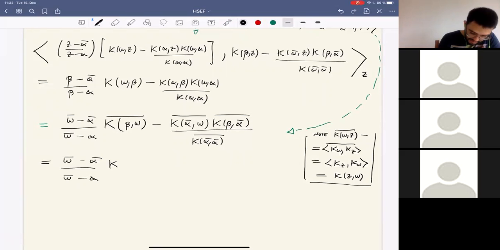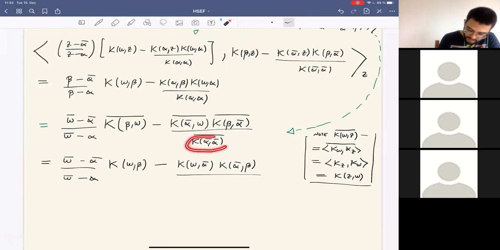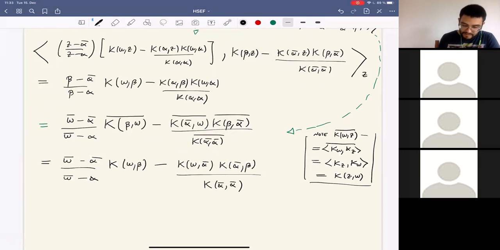So that would be K_W beta minus, and then here is just W alpha bar, and then in here is just alpha bar beta, and then in here is just, well, this guy knows K alpha alpha is always positive when alpha is non-real. So doing bar or not doesn't matter, this thing is real. So I could just write K alpha bar. Okay. So then we get this identity here.